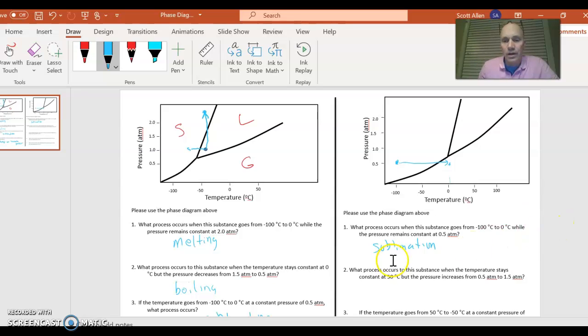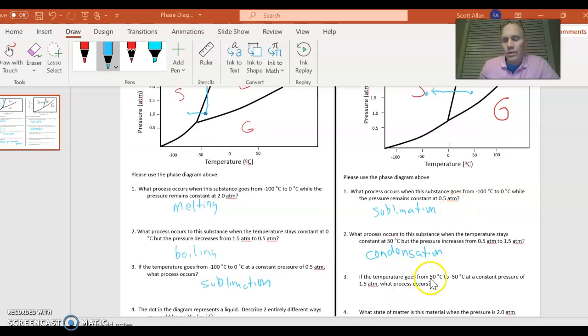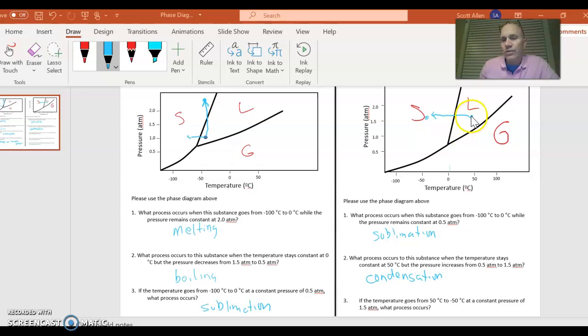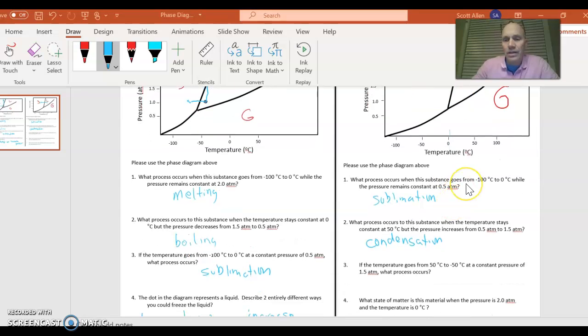Next process. The next question asks what would happen in this transition going from this point right here, which is 50 degrees at 0.5 atmospheres, up to this point. That's going from a gas to a liquid, which would be condensation. Going from 50 to -50 at 1.5 atmospheres would involve this transition starting here, going to here. That's going from the liquid to the solid state, so that is freezing.